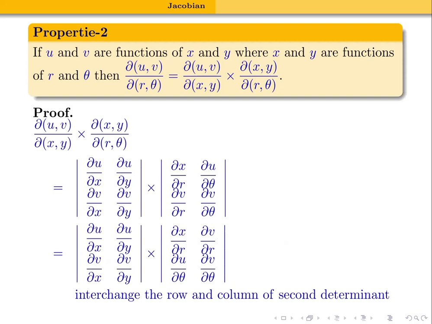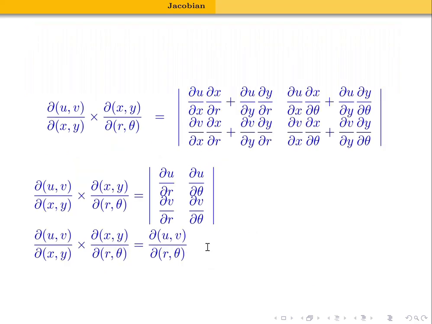So ∂(u,v)/∂(x,y), write it as a determinant. Similarly, ∂(x,y)/∂(r,θ), write it in this case. Now we can interchange the rows and columns in the second determinant. Then we get this case. Now we have to write it in this format. So this is nothing but ∂(u,v)/∂(r,θ).